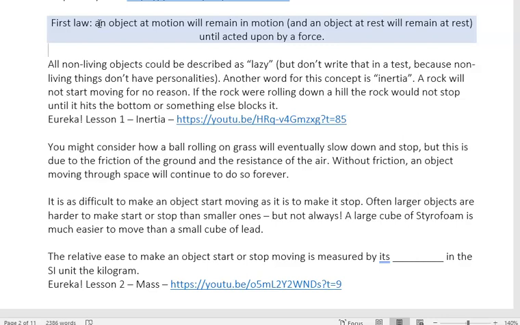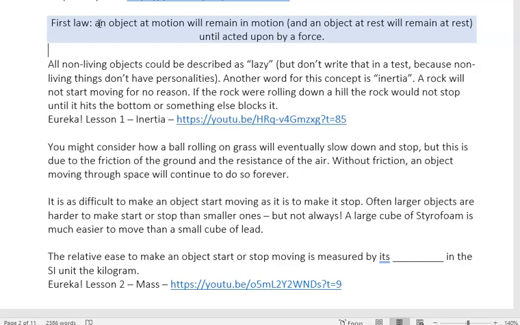Another way of saying that is things are lazy. They won't start or stop doing anything unless a force makes them. All non-living objects could be described as lazy, but don't write that in tests because non-living things don't have personalities, they don't have consciousness or agency. Another word for this concept is inertia.